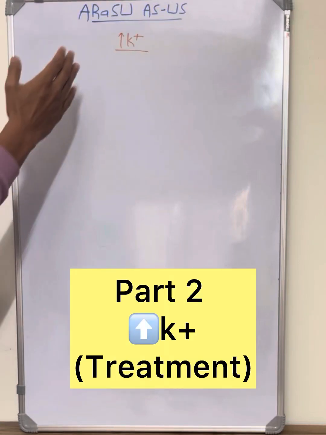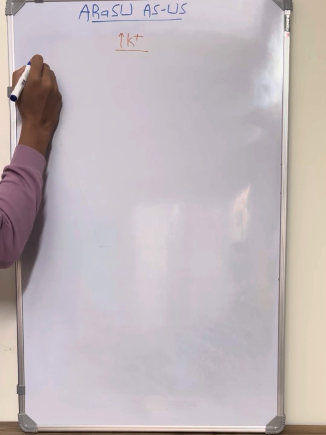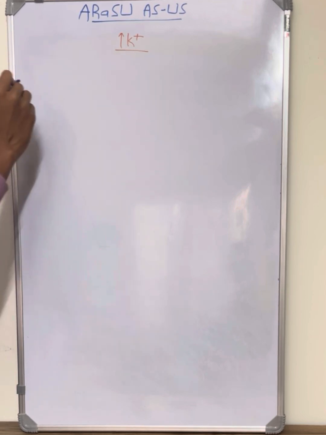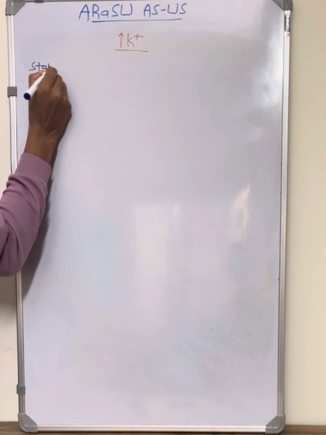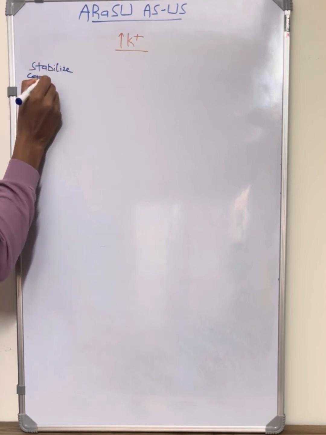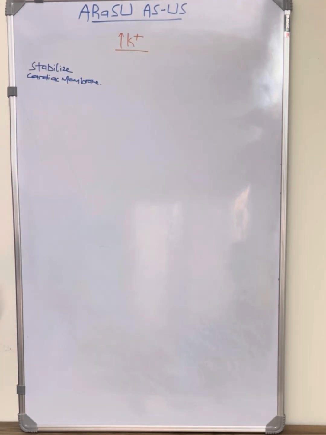So when we are treating hyperkalemia, three things should be in our mind. First, we know that there will be disturbance to the action potential of cardiac muscles, so we have to stabilize the cardiac membrane. This should be the first priority.